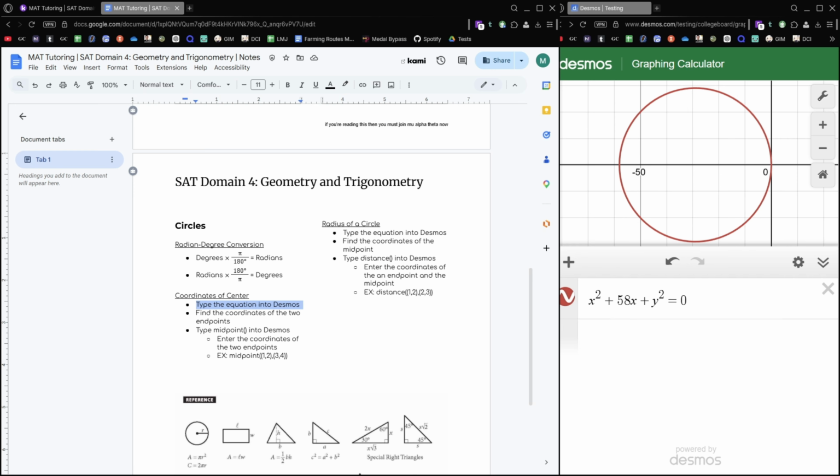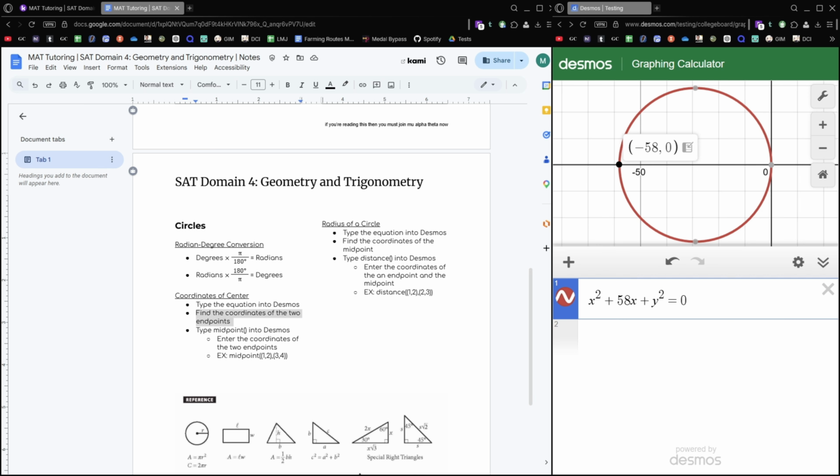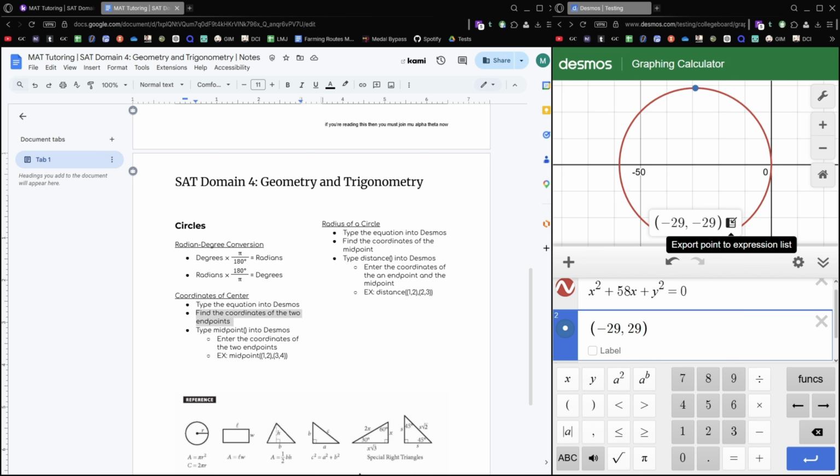Now our next step is to find the coordinates of the two endpoints. Now if we click on the circle, we would have our two endpoints right here, and we'd also have our two endpoints right here. You can use any of them, but since I already have this one up, I guess we'll be using this one. Now what you want to do is just go ahead and click export point and export point.